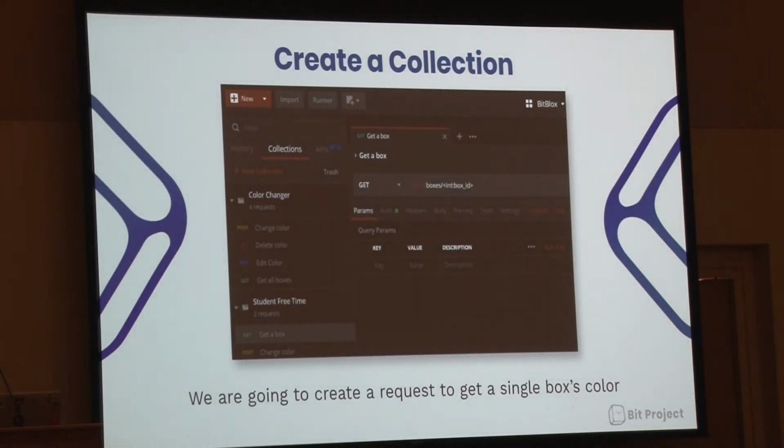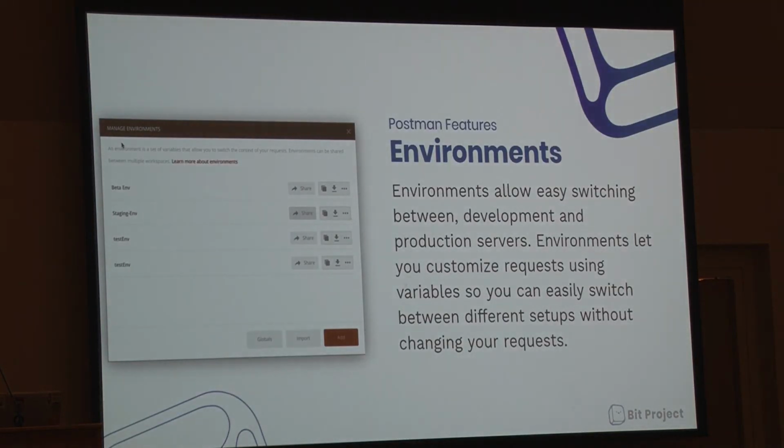The next part, basically, we're going to actually create a request now inside of Postman to get a single box's color. So you remember all of that curl that we had to type in initially for the get request, right? We don't have to do that with Postman. Before we go into the request, though, we'll talk a little bit about environments.